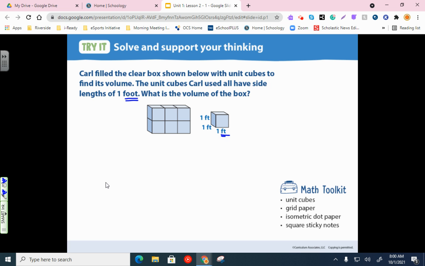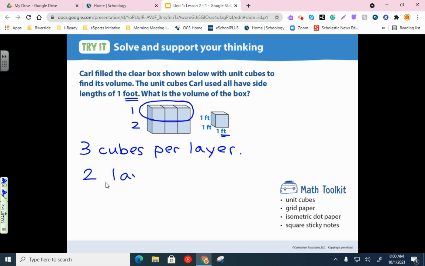So we could do this a couple different ways. Kids that are in class will have the cubes to work with and can literally build it and count out the cubes that they used. Since kids at home or kids that are just watching a video, you're just going to have to work off of the picture. So we have 3 cubes per layer. And we have 1, 2 layers. So that's going to be 3 times 2. And that gives me 6.